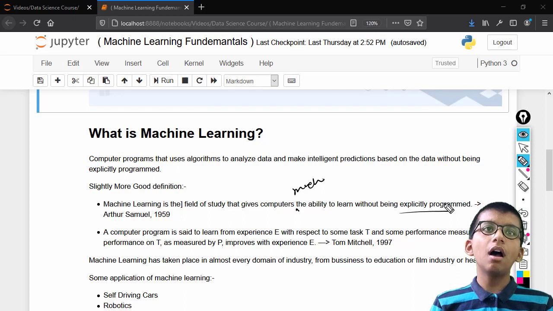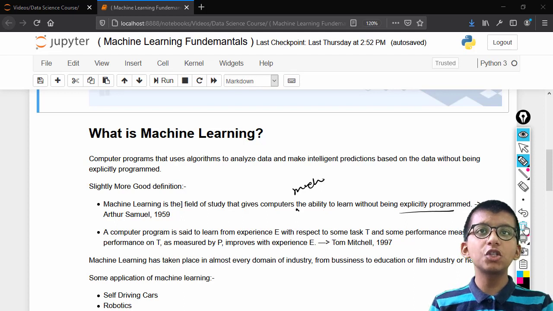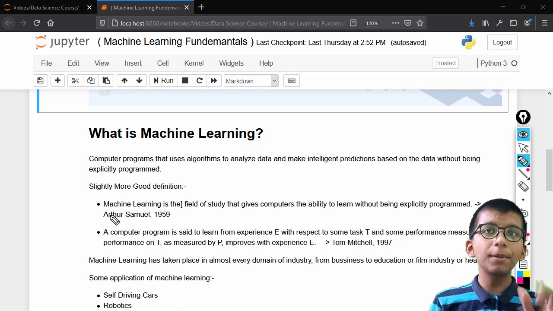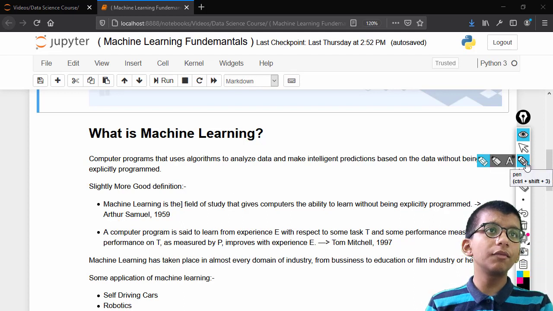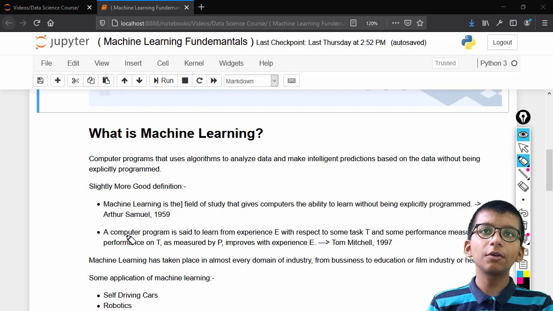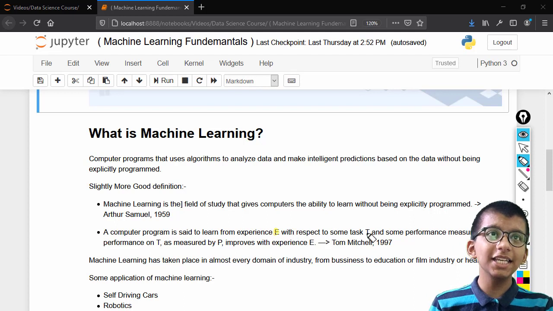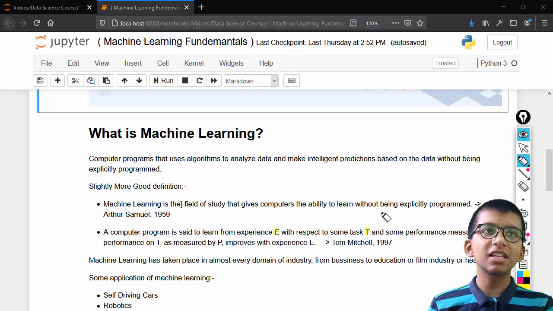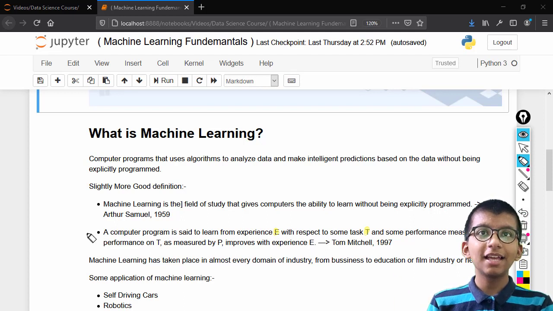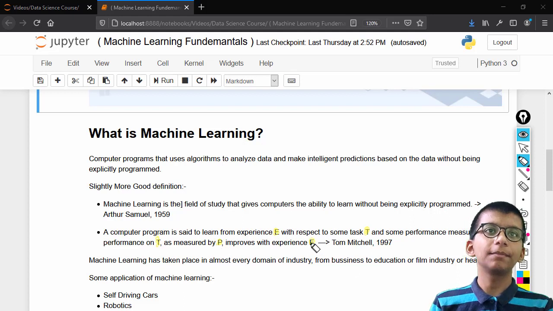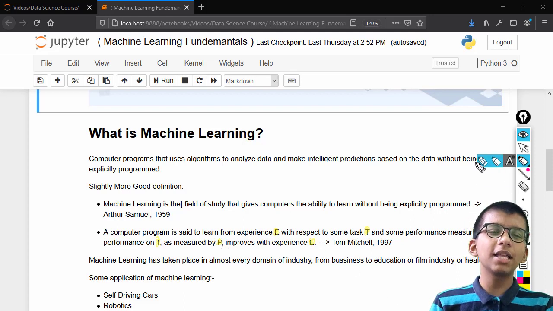And then we have another definition, which is a more engineering type definition. A computer program is said to learn from the experience E with respect to some class of task T and some performance measure P, if its performance on T, as measured by P, improves with the experience E. So you might be saying, hey Ayush, I'm very confused about it.